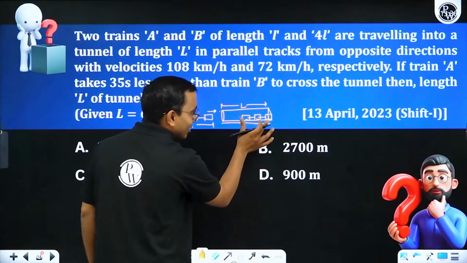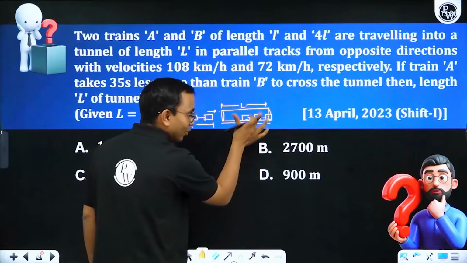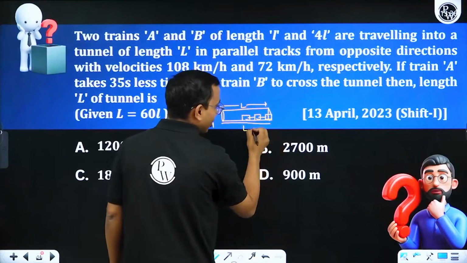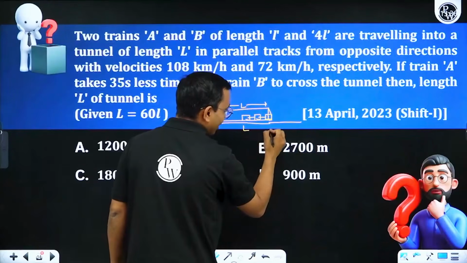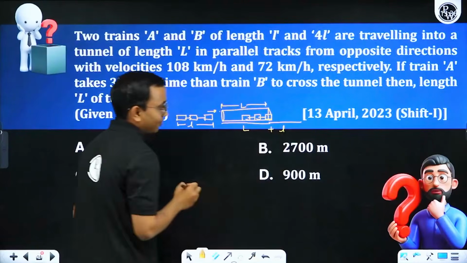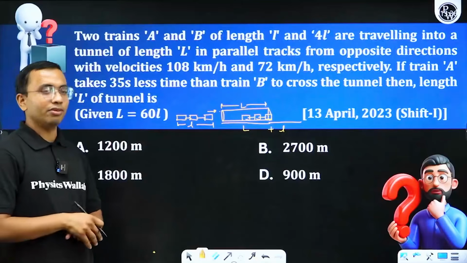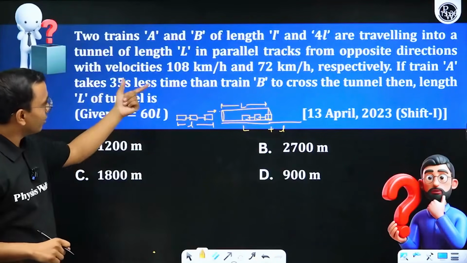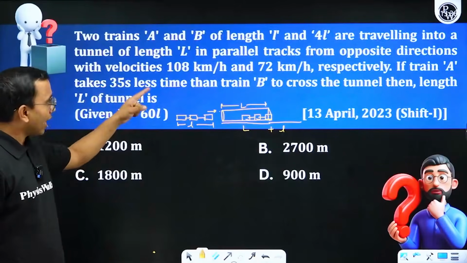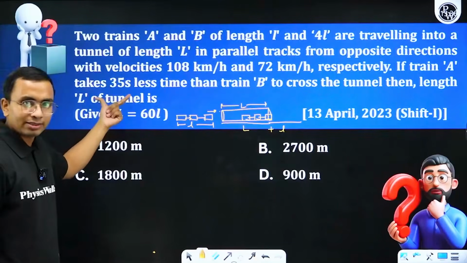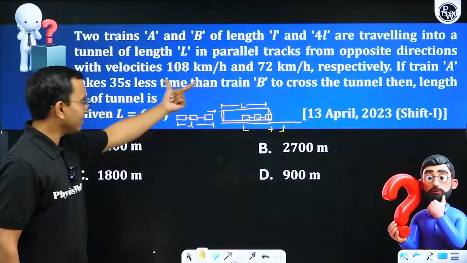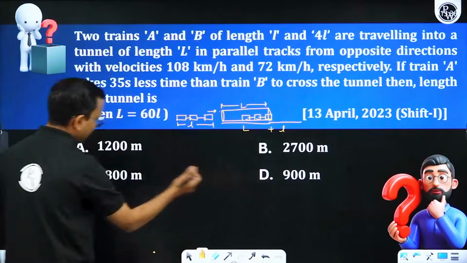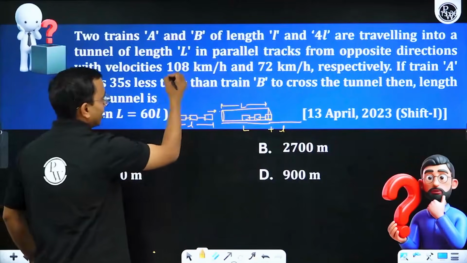Now how much does this train need to cover to exit the tunnel? That is the length of the train. So it needs to cover the distance L plus the length of the train. That distance it needs to cover to cross the tunnel. For train A, one more thing here: the duration is given in seconds, velocities are given in kilometer per hour, so we need to convert that, and the answer is in meters. So I'll convert these velocities.